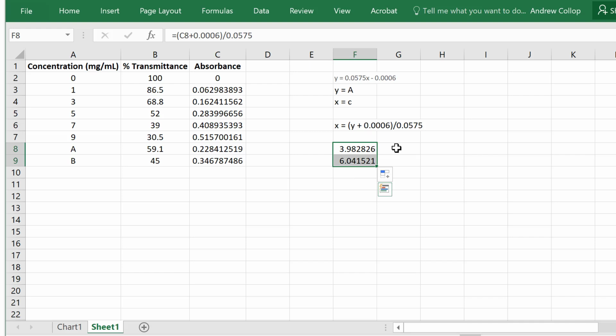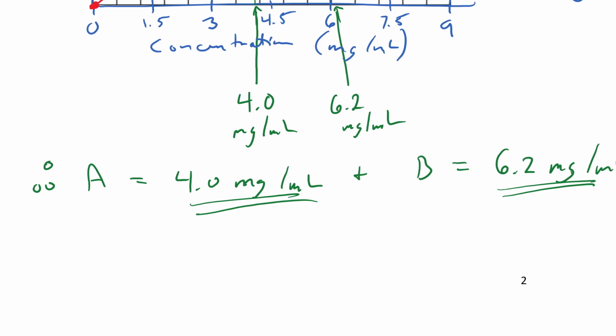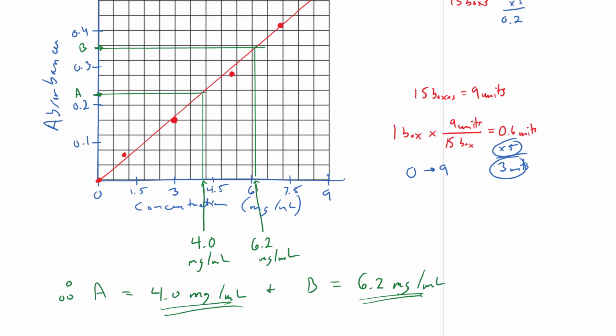Notice here, let's round this off to 2 significant digits. Rounding this off, we have 4.0 milligrams per milliliter. And down here we have 6.0 milligrams per milliliter. From my digitally created standard curve, I determined my concentrations of unknowns to be 4 for A and 6 for B. What did we get from our handwritten curve? 4 for A and 6.2 for B. So pretty close, but not 100% perfect.